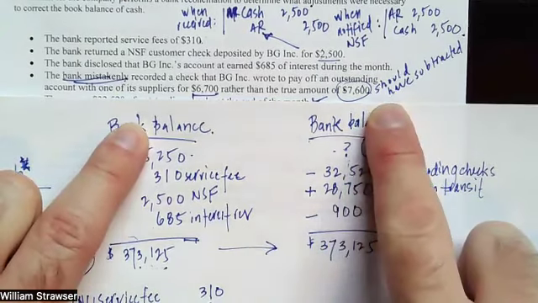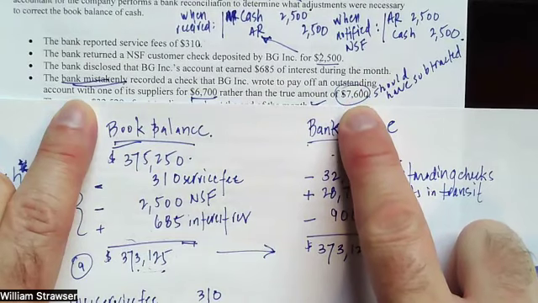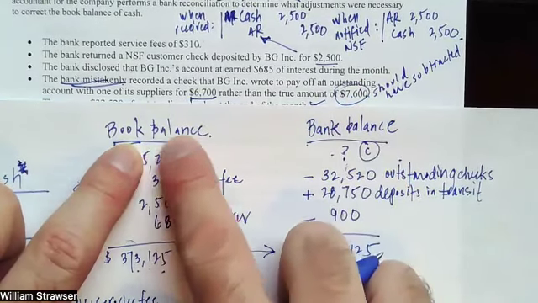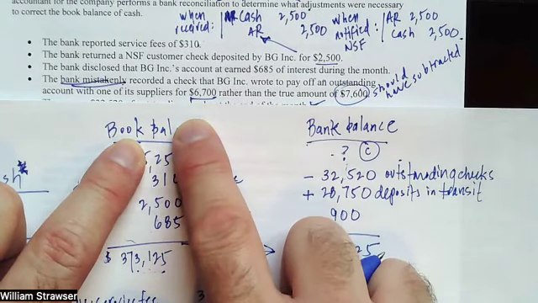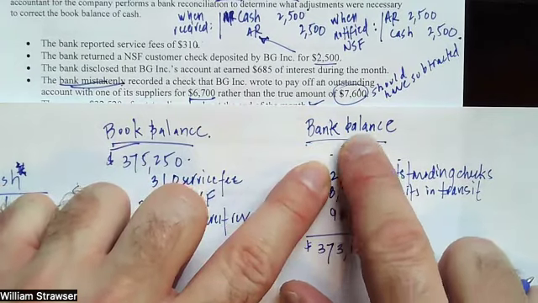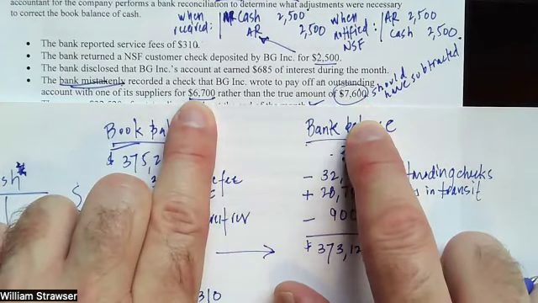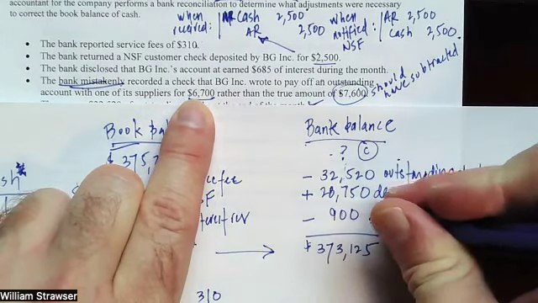Basically, you can think of it this way. If the bank made the mistake, the true amount 7,600, in my book balance to get to this part, I subtracted 7,600. The bank, on the other hand, to get to its balance, only subtracted 6,700. So we have to subtract off an additional 900 for the bank error.